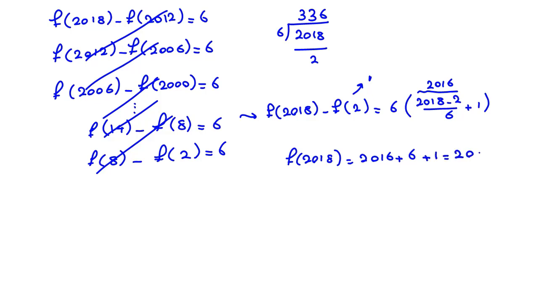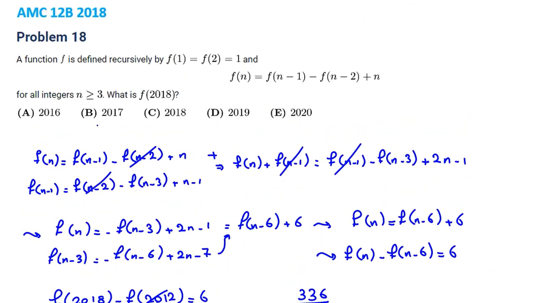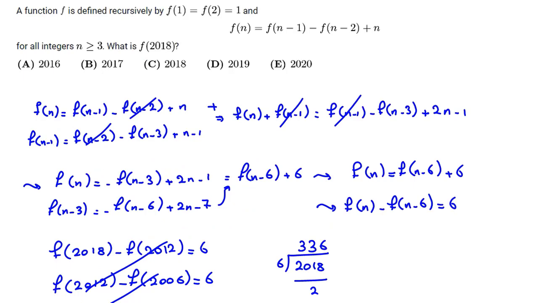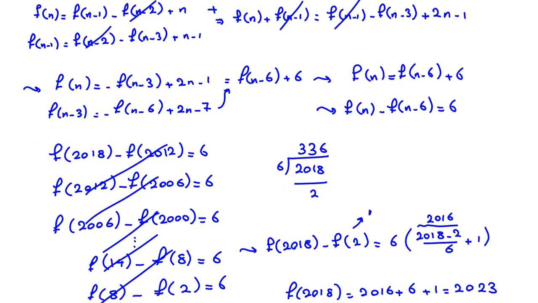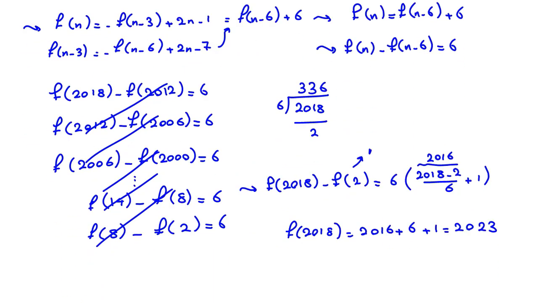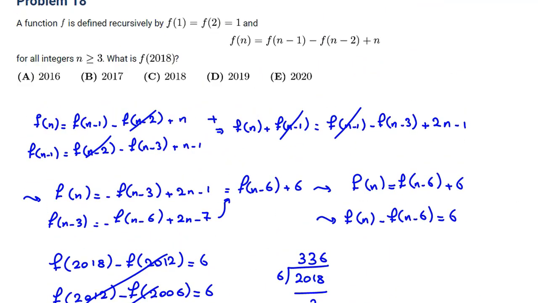So it will be 2023. So the answer will be, I think we had a careless mistake. So let's check it again. This one, 6, f of n, f of 2018. Oh, sorry. Here, 2012. So 2012 minus 2, which is 2010. So we should correct it. 2010 over 6 plus 1. It will be 2017. Okay, so let's see which choice is the answer.